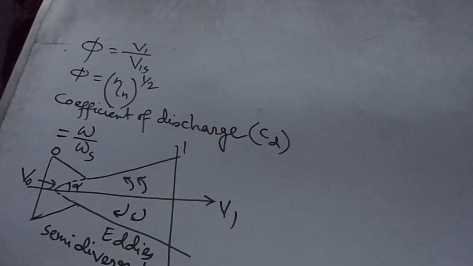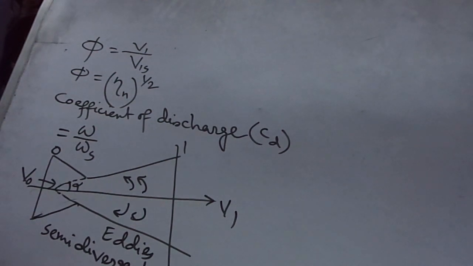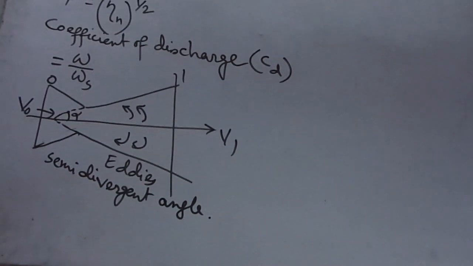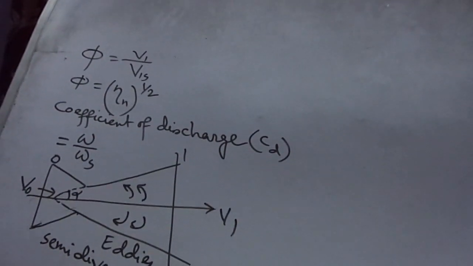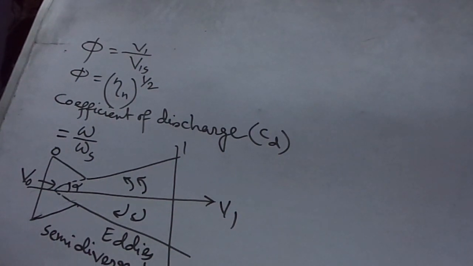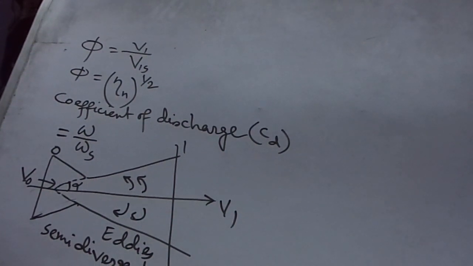The divergent part is gradual. Most of the friction loss occurs in the divergent portion of the nozzle. If the semi divergence angle alpha is large, there will be flow separation from the wall with the formation of eddies, which entails energy loss.